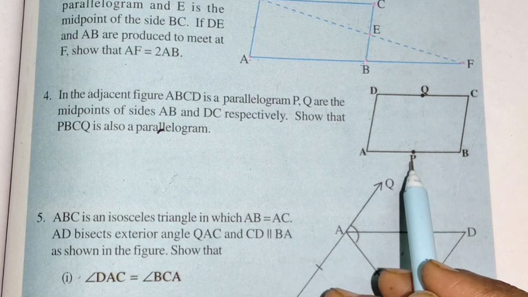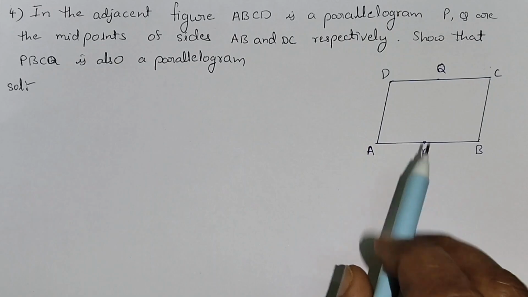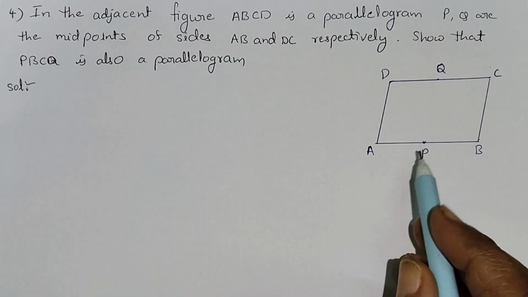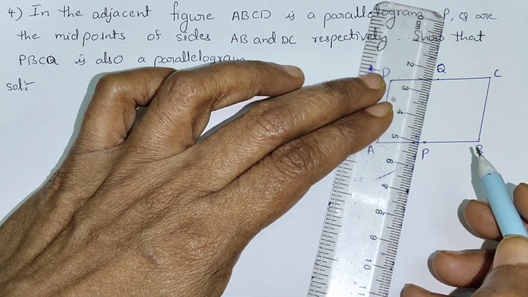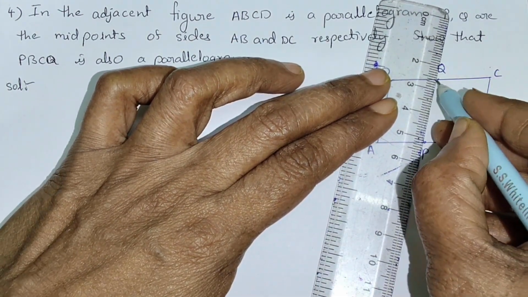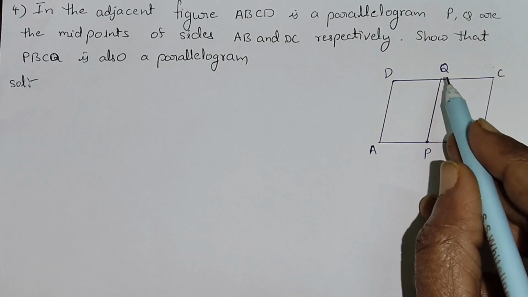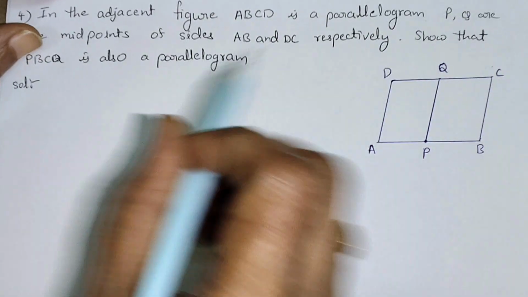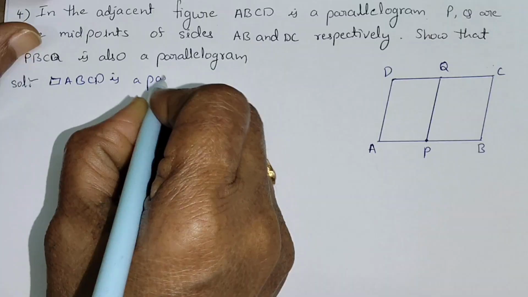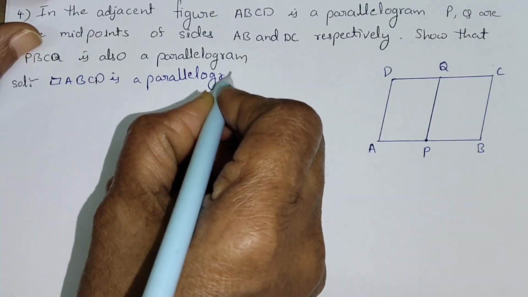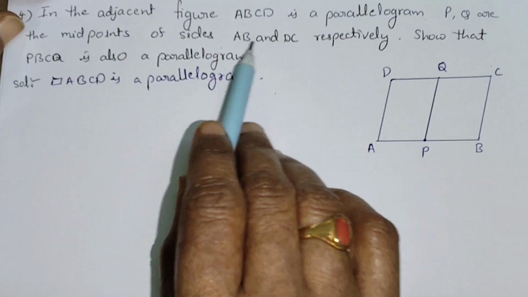First join these two points P and Q. Here we already drew the parallelogram ABCD. Here P and Q are the midpoints of AB and DC. So here join PQ. So now we show that PBCQ is a parallelogram. First we write ABCD is a parallelogram. Here P comma Q are the midpoints of the sides AB and DC.